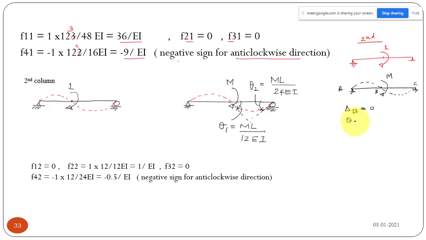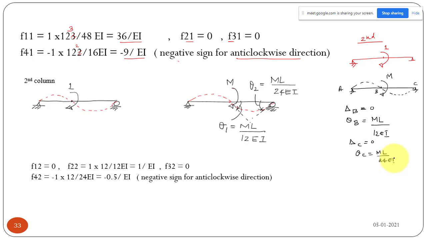And what is the theta at the midpoint? That is the result I have given directly. I am not deriving this one now, but you can derive it if you want. So theta B at the center will be ml by 12 EI. And when you come to support C, the deflection will be 0 because we have a support, and the rotation at the support C will be ml by 24 EI. These are the results.